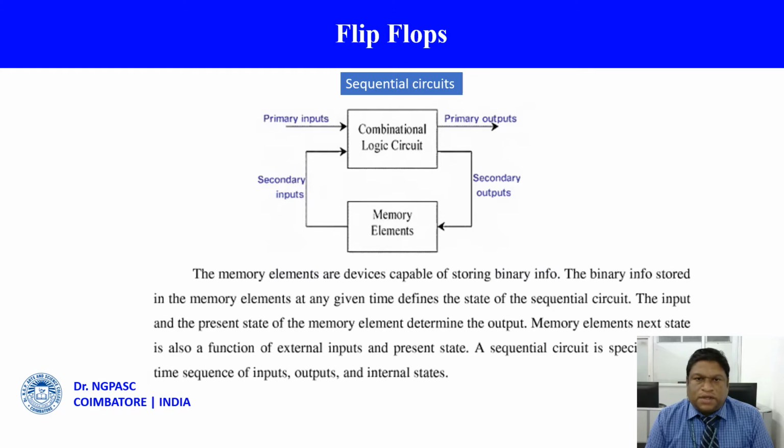If you look at the sequential circuit, it has primary inputs. The primary input goes to a combinational logic circuit, and you get a primary output. But there is also a secondary output that is stored in a memory element, for example flip-flops. We will see what the memory elements are. That gives back to the logic circuit a secondary input, so that finally we get a primary output from the combination of primary input and secondary input. This is how it works sequentially.